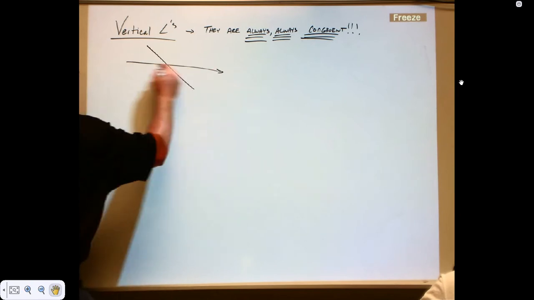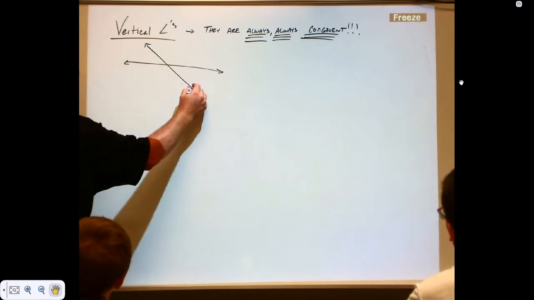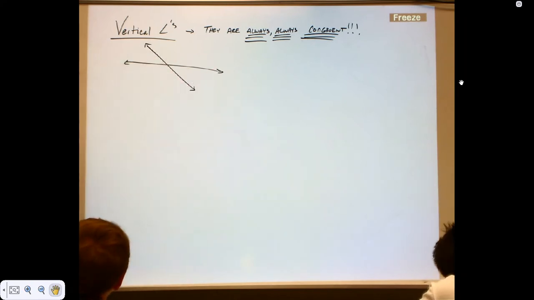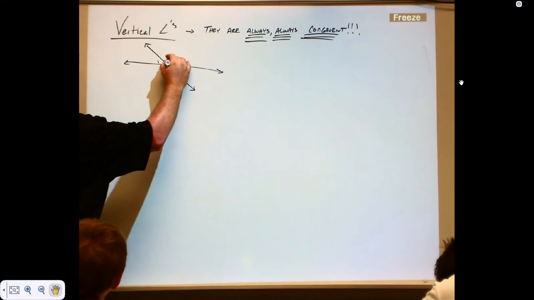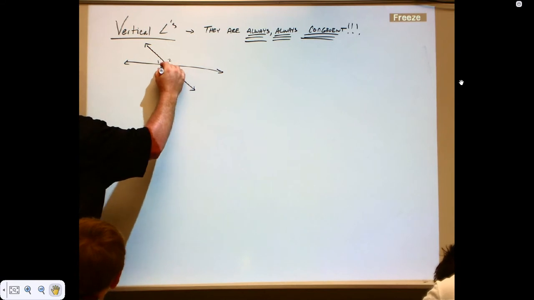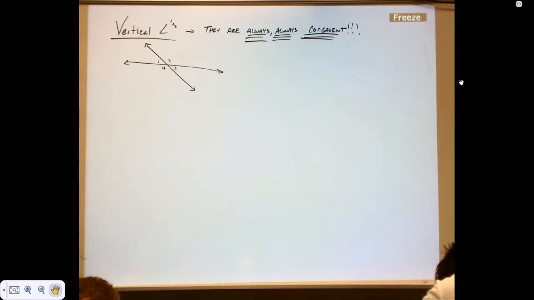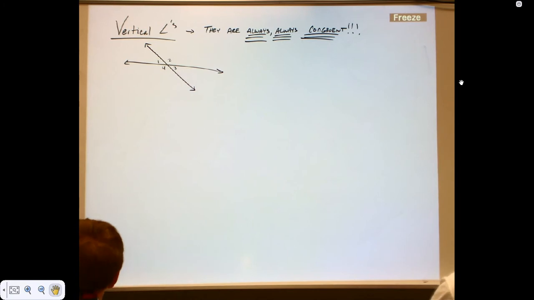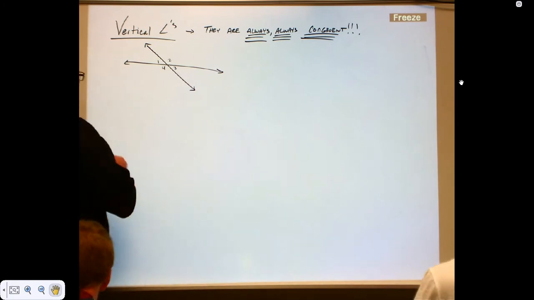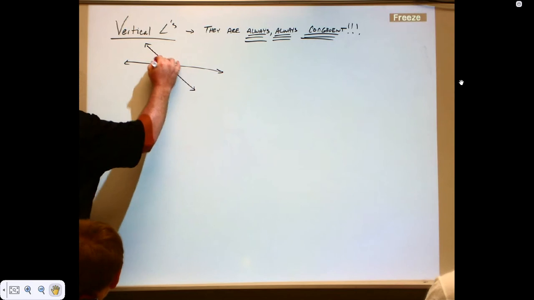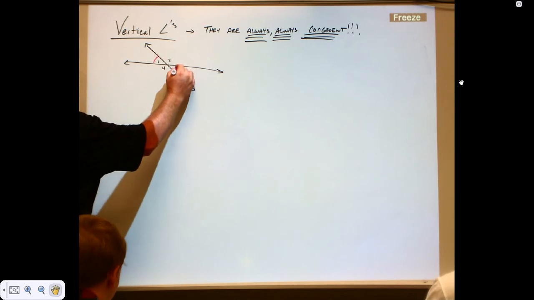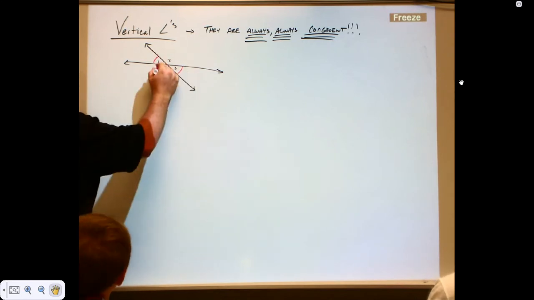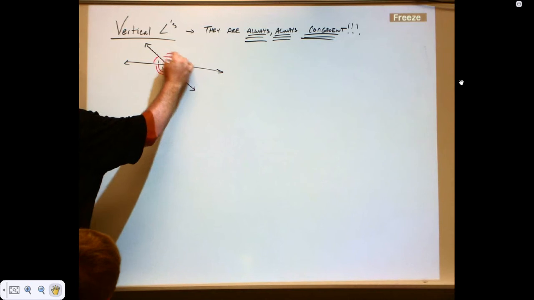So when two lines intersect, there are 4 angles created here, are there not? Guys, don't write, listen. I'll let you write it down in just a second. Stop. So we can get through it. Guess what? Angle 1 will always be congruent to what? Angle two. No. I mean, angle three. Angle 4 will always be congruent to what?